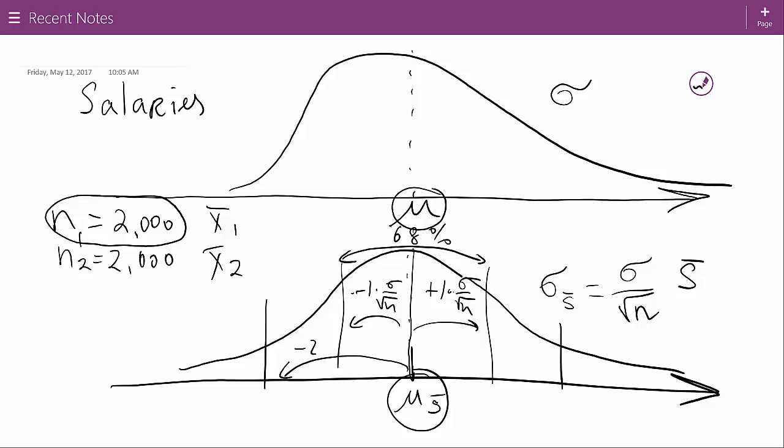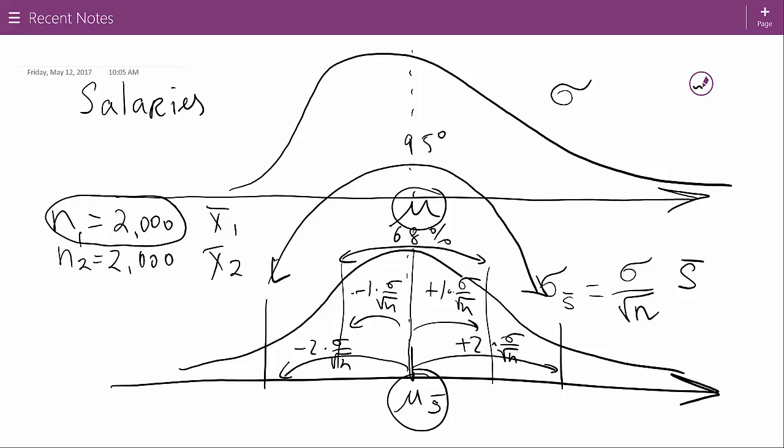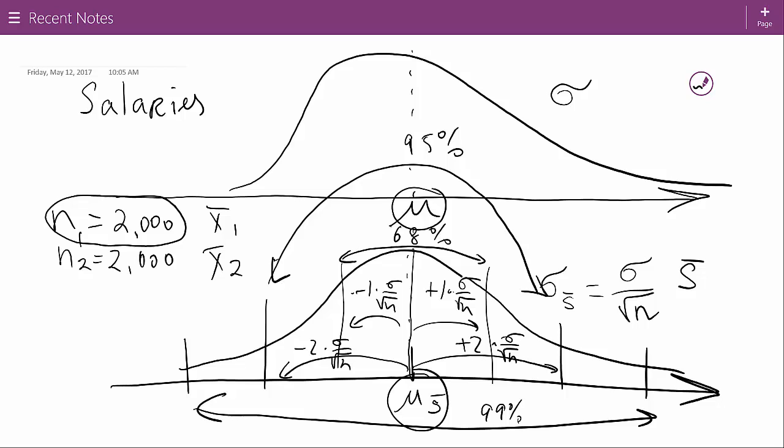Okay. What happens if I go plus or minus 2 standard deviations away from the mean? So this is minus 2 times sigma over square root of n, and that one is plus 2 times sigma over square root of n. Inside these boundaries, what percentage of observations? Now it's 95, right? So that would be 95%. And if I go plus or minus 3 standard deviations away from the mean, then inside these boundaries I'm going to have 99% of all area under the line.